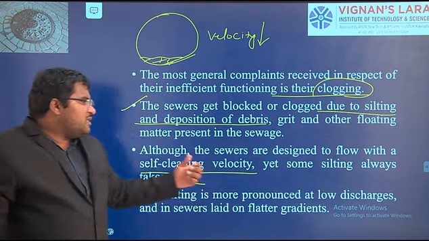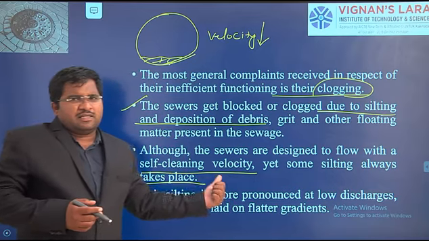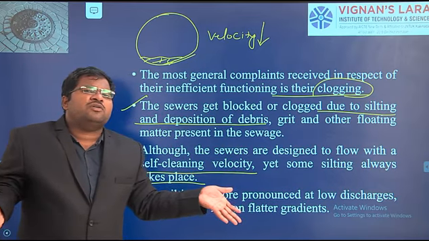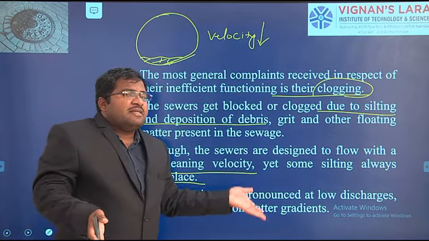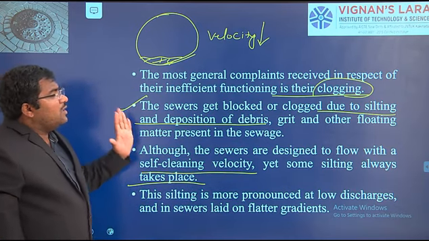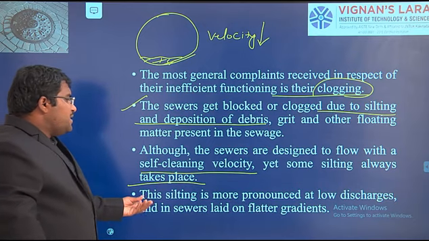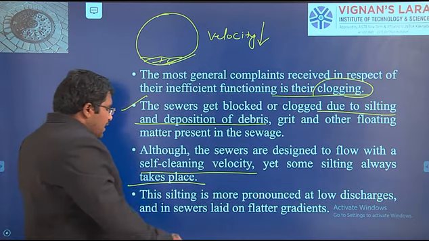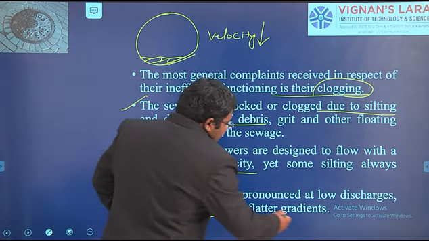Even so, self-cleaning velocity will be maintained only during the peak flow or peak discharge time, either evening or morning. Whenever peak flow is there, we can maintain this. For the remaining times we are unable to maintain the self-cleaning velocity due to fluctuations in the sewage flow, which we already discussed in the previous classes. So that's why silting will occur. The silting is more pronounced at low discharges and in sewers laid in flatter gradients.